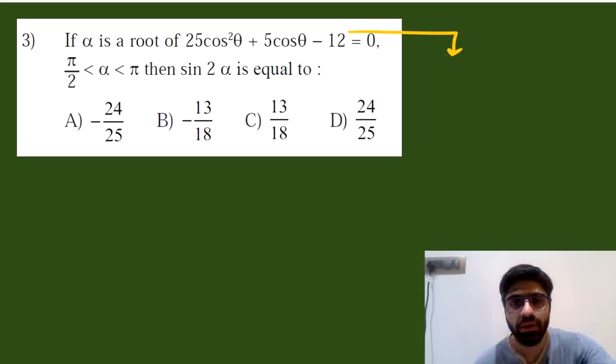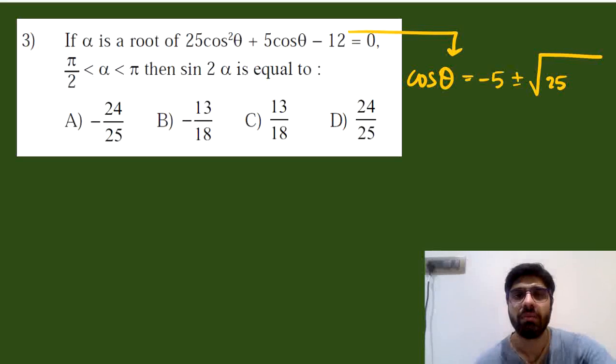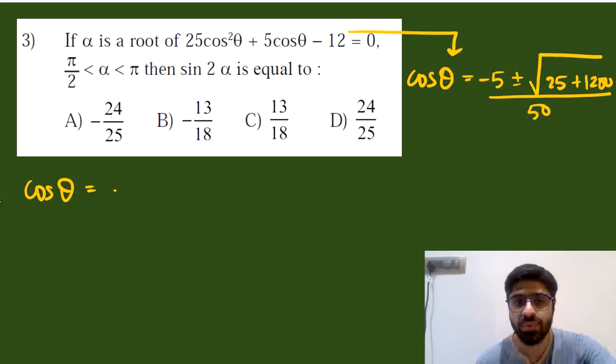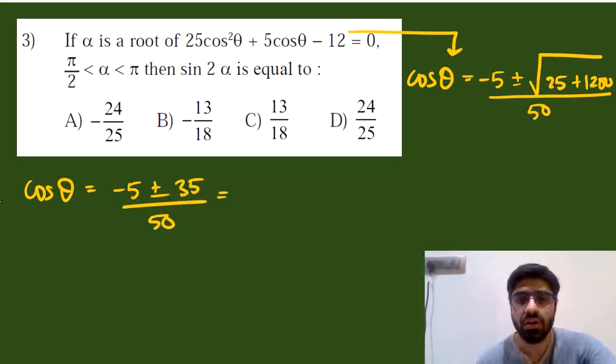25 into 12. Maybe yes, maybe no, but let's try applying the quadratic formula. So we will have cos theta as minus 5 plus minus root over b square would be 25 minus 4ac, that would be minus 4 into 25, that is 100 into minus 12, so plus 1200, and the whole thing divided by 2 into 25, which is 50. So we have cos theta as minus 5 plus minus, this would be 1225, and root over 1225 is 35 divided by 50. So we have cos theta as minus 5 minus 35, that is minus 40 upon 50, which is minus 4 by 5.